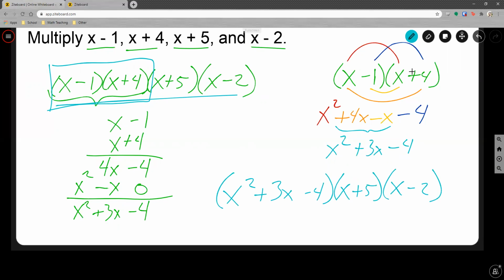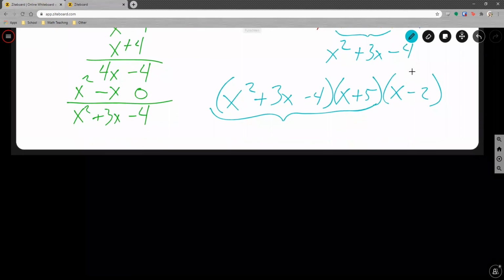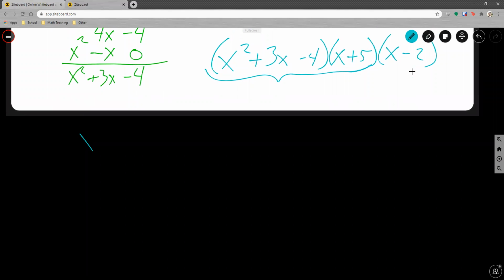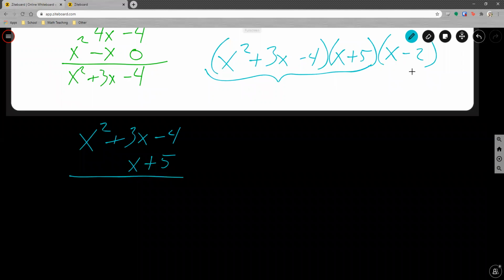If I want to multiply again, I can just take the next two in the problem and multiply them together. I'm going to go into this empty space down here. So x squared plus 3x minus 4 times x plus 5. It's going to get a little bit bigger each time because I'm adding another x. So this goes from a second degree times a first degree to a third degree. Positive 5 times negative 4 is negative 20. I'm going to have 15x, and I'm going to have 5x squared.